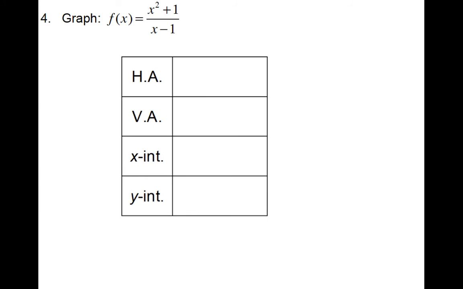Okay, number 4. Notice that we have x squared plus 1. If that was -1, I could t-chart, but it's not, so I can't. So we're just going to go ahead and start. Our horizontal asymptote is based on our exponents. So the exponent on top, 2, is greater than the exponent on the bottom, 1. So our exponent p is greater than q. When this happens, you do not have a horizontal asymptote. Instead, you're going to have a slant asymptote, which we'll find in a moment.